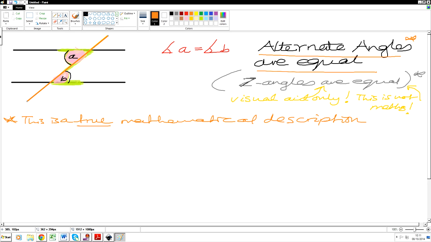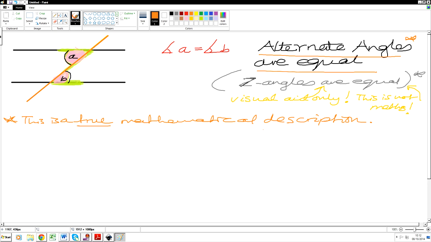I've drawn a green Z over here on top of it to indicate one of the things which is a misconception for students. Yes, we do say to students that Z angles are equal, but that is only a visual aid. This is not mathematics. The true mathematical definition is this one here: alternate angles are equal. This is a true mathematical description of the situation. So it's important that we know the difference between maths and what we use as a mental aid. Okay, are we happy with that?